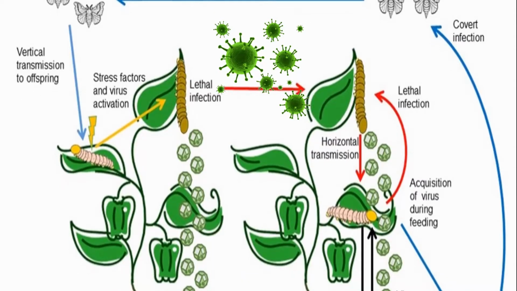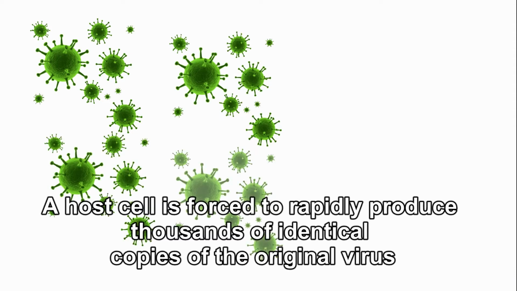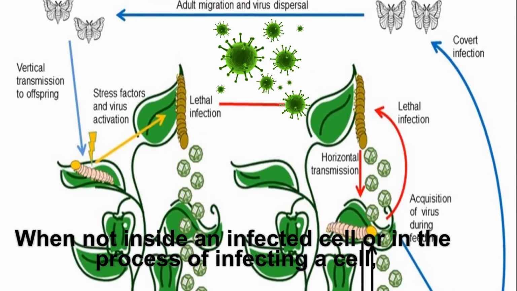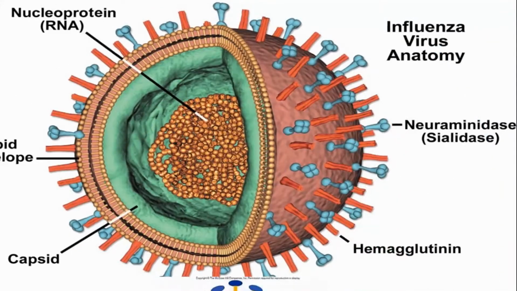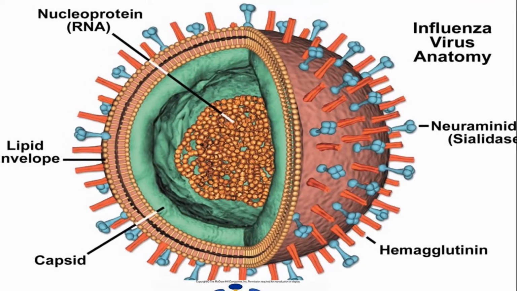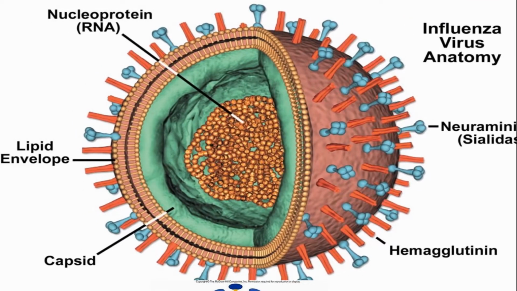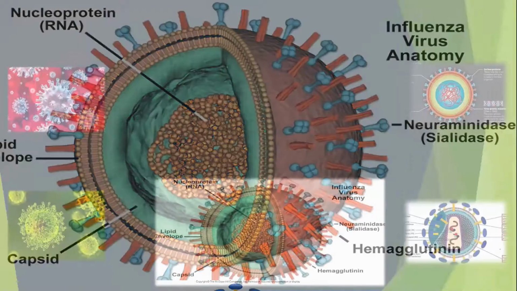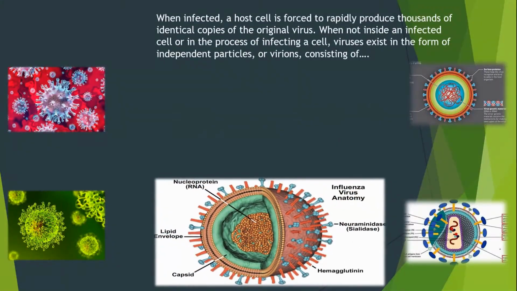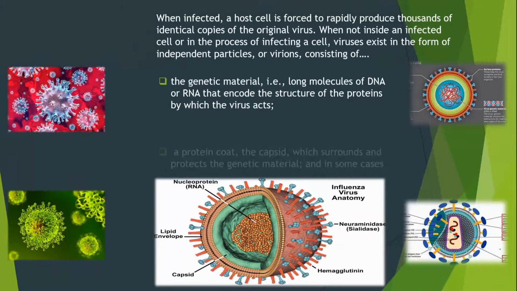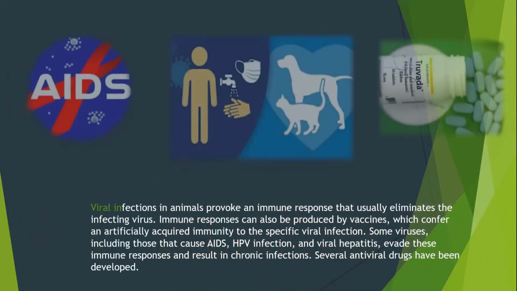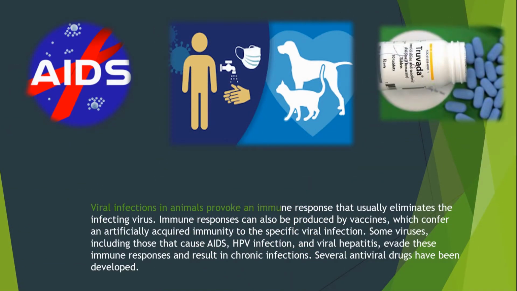When infected, a host cell is forced to rapidly produce thousands of identical copies of the original virus. When not inside an infected cell or in the process of infecting a cell, viruses exist in the form of independent particles, or virions, consisting of the genetic material, i.e., long molecules of DNA or RNA that encode the structure of the proteins by which the virus acts. A protein coat, the capsid, surrounds and protects the genetic material, and in some cases there is an outside envelope of lipids.